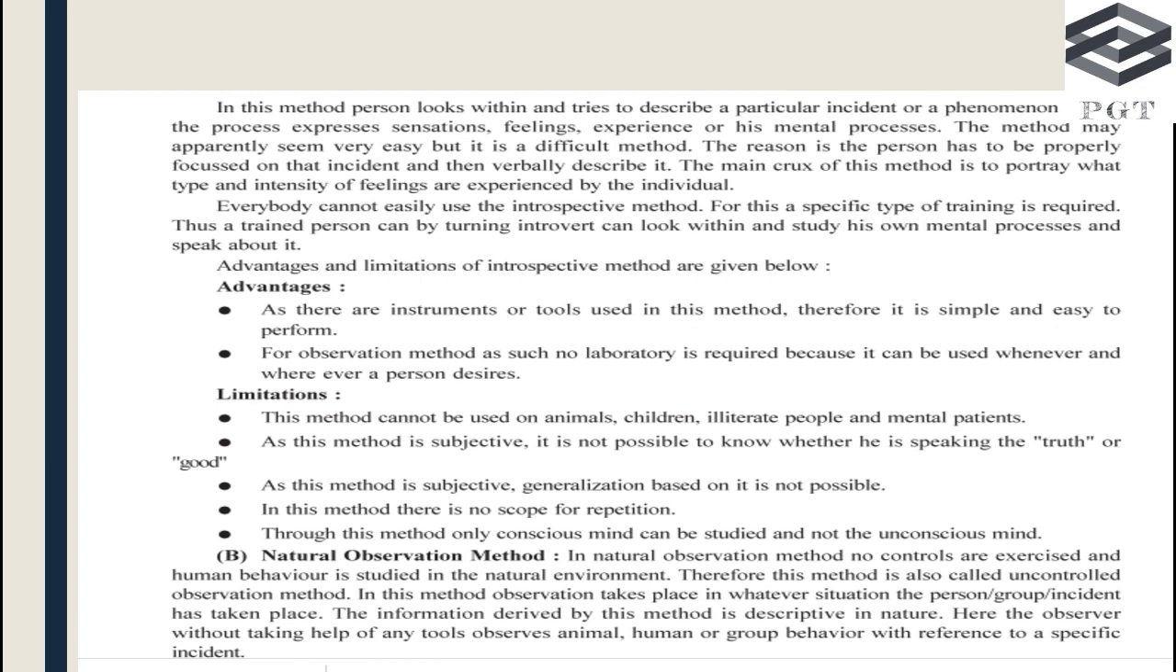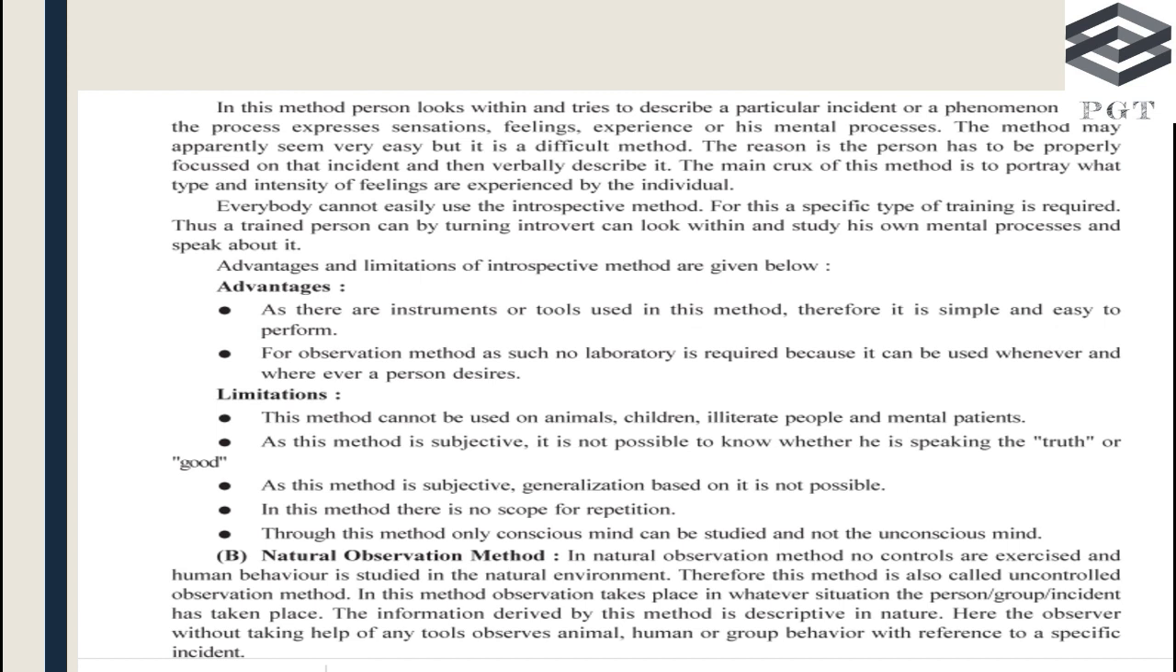In this method of introspection, you try to describe a particular incident and phenomenon, and in this process express the sensation, feeling, experience, and your mental process. This method may apparently seem very easy, but it is a difficult method. How is it difficult? The reason is the person has to properly focus on the incident and then only can they come to know. अगर उसका फोकस नहीं होगा तो इंट्रोस्पेक्शन नहीं कर पाएंगे. So intensely the feeling and experience would be there in the individual person. अगर वो फील नहीं करेगा तो उसको समझ में नहीं आएगा कि इंट्रोस्पेक्शन क्या है. Understand? So every person needs to understand themselves.